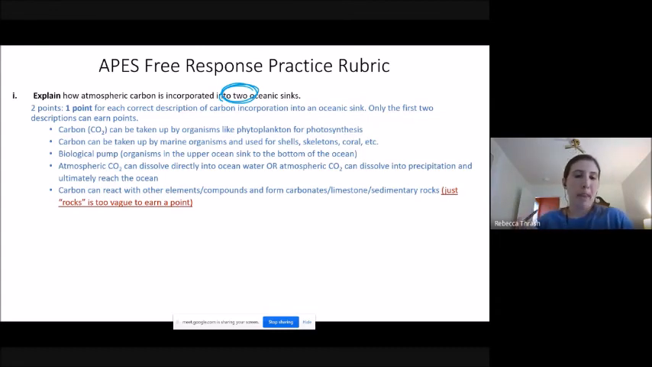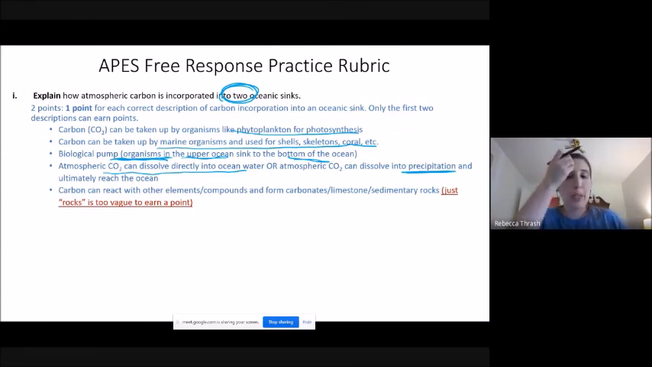So you could have said that carbon dioxide, carbon can be taken up by organisms like phytoplankton for photosynthesis. It also can be incorporated into marine organisms and used for shells, skeletons, or reef building, coral reef building. We also discussed how organisms that have incorporated carbon, if they're in the ocean, once they die, they are going to sink from the top layers of the ocean to the bottom and then become incorporated into sediment. We also discussed how CO2 can just dissolve directly into the water, and then that CO2 can dissolve back into the atmosphere, and it can also be dissolved in other water sources like precipitation.